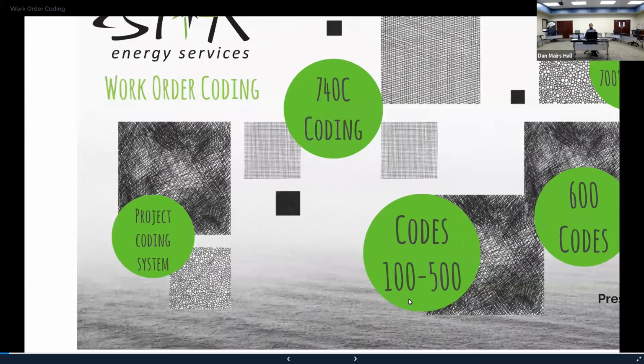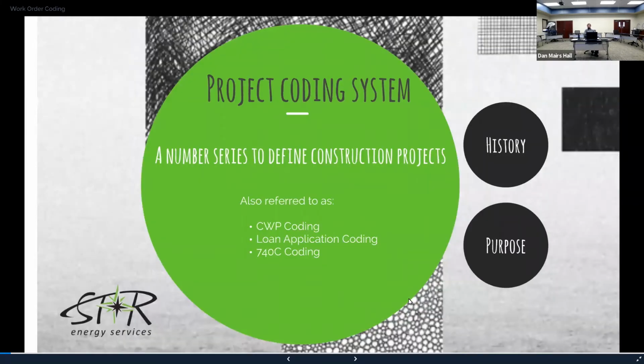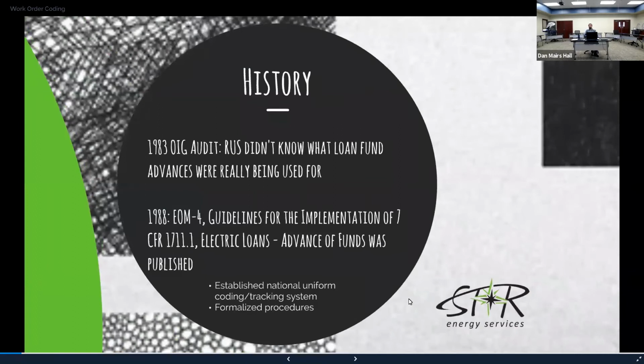All right, so what is the project coding system? Basically, it's a series of numbers. A lot of you are probably at least somewhat familiar with these, but hopefully this is a bit of a refresher. It could be referred to as construction work plan codes, 740C codes, work order codes. There are lots of different ways to talk about these. They all mean the same thing.